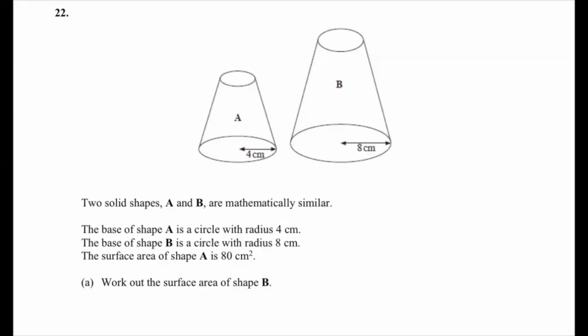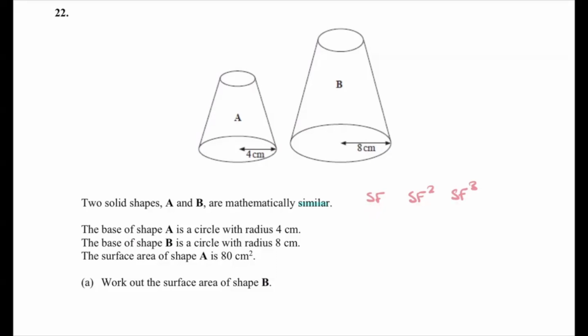Okay, our next question. We're being told that two solid shapes, A and B, are mathematically similar. And that's the key word here. As soon as you read similar, you want to be writing scale factor squared, and scale factor cubed. You are going to use scale factor for length. This is area, and this is volume.